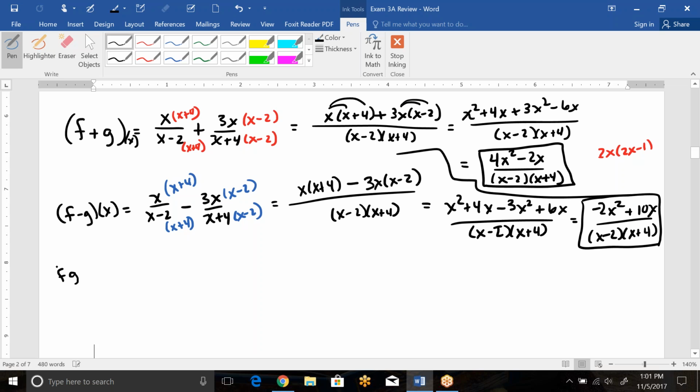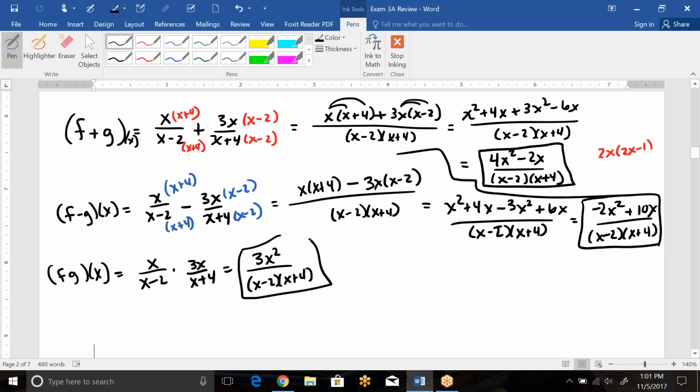So f times g. That is not f of g, that is not composition, and composition is not multiplication. Those symbols are different. So this is just the first one, f, times the second one. Multiplication is pretty much the easiest one. You just do top times top, bottom times bottom. So this is 3x squared over x minus 2, x plus 4. You do not have to FOIL out the bottom.